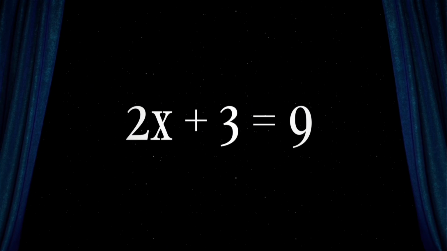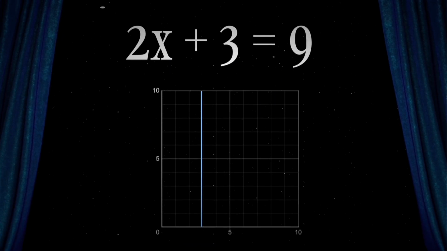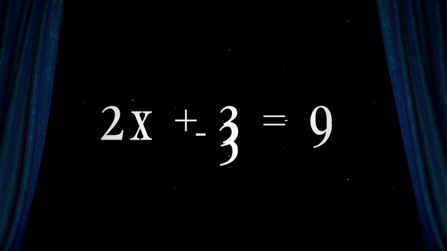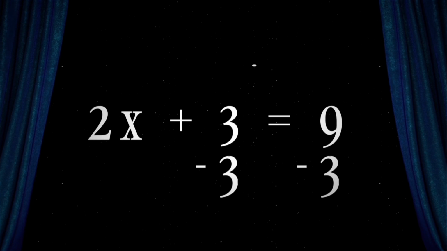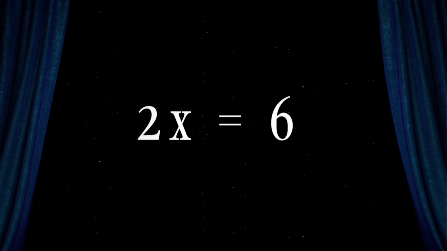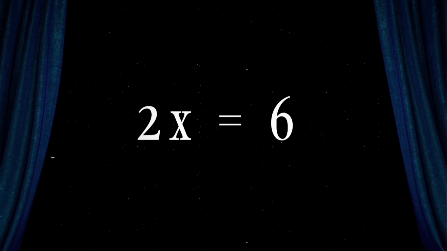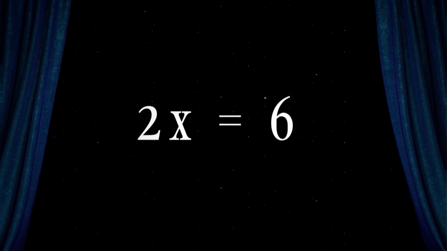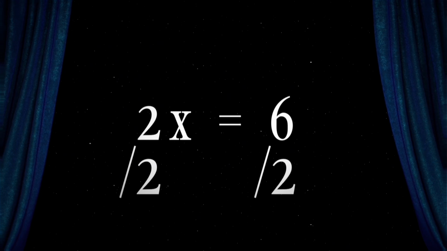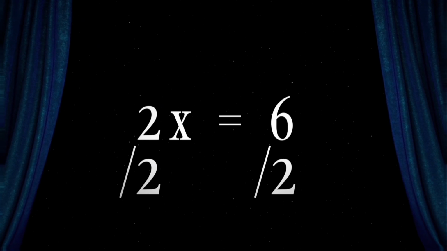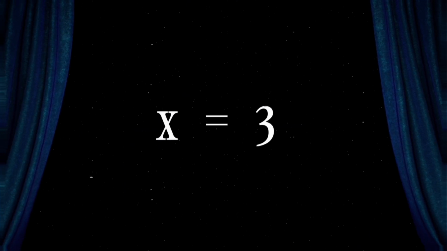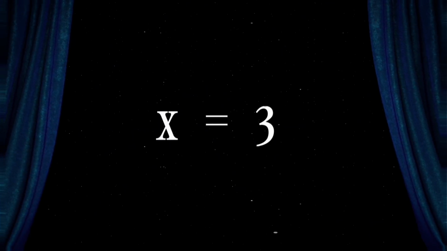This equation, 2x + 3 = 9, is linear, but we don't know the value of x. The first step is to subtract 3 from both sides because we want to get the variable alone. 9 minus 3 equals 6, so now our equation is 2x = 6. The last step is to divide both sides by 2 to officially get the variable alone. Once you perform division, 6 divided by 2, you get 3. The final answer to our equation is x = 3.